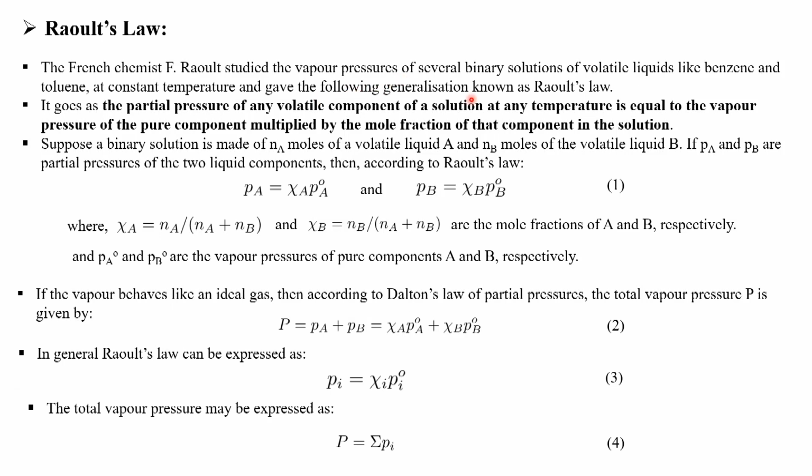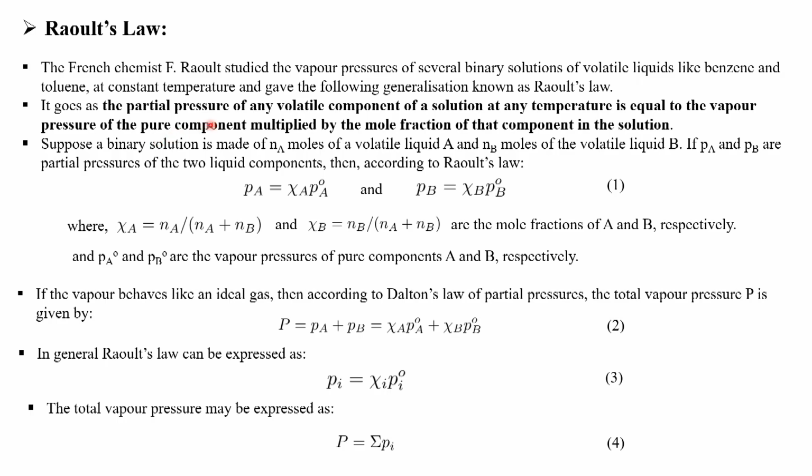We will now discuss dilute solutions and colligative properties. First, we discuss Raoult's law. The French chemist F. Raoult studied the vapor pressure of several binary solutions of volatile liquids like benzene and toluene at constant temperature and gave the following generalization known as Raoult's law.